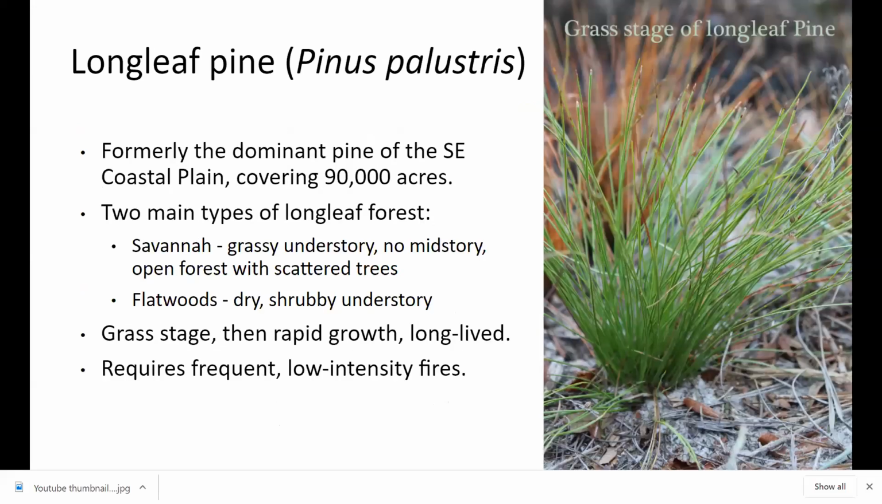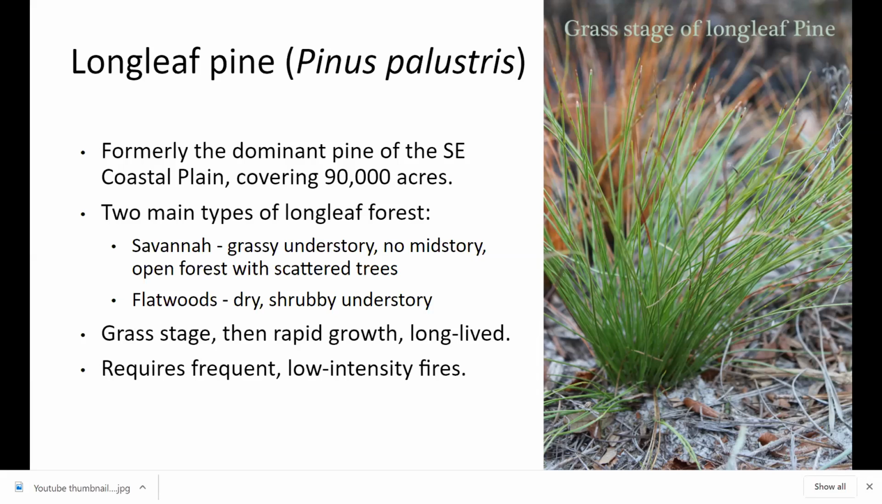So let's talk more about longleaf pines. Pinus palustris, this is a truly special species. This photograph is of the grass stage of longleaf pine. This pine used to cover 90,000 acres in the Southeastern coastal plain. It was the dominant species.